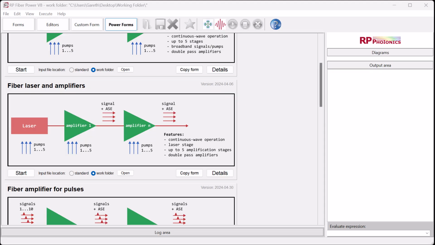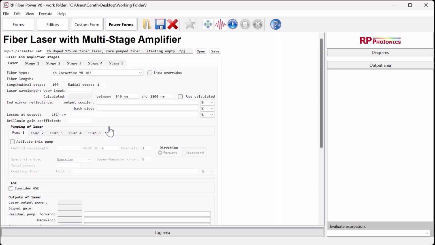For this simulation, we use the power form titled Continuous Wave Fiber Laser and Amplifiers. Our first attempt at creating a ytterbium doped fiber laser at 975 nanometers will be done using a core doped single mode fiber. To do this, we select our fiber from the list of commercially available options. We set the length to 3 meters and the laser wavelength to 975 nanometers. The end reflectances are set to 10% for the output coupler and 99% for the backside.